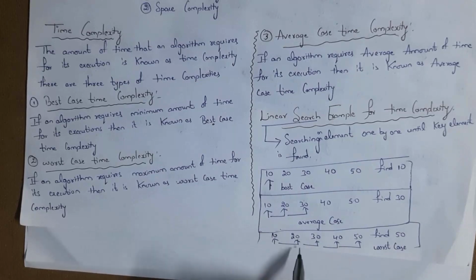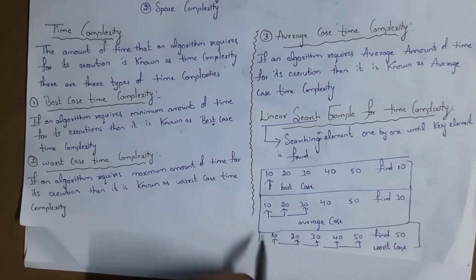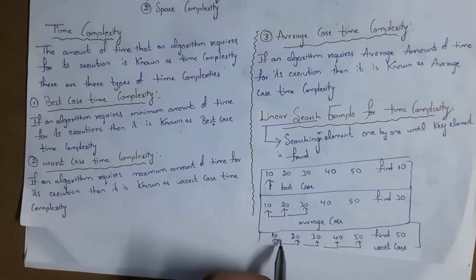And here the third example, here I want to find element number 50. At first we will start with the first element, that is 10.